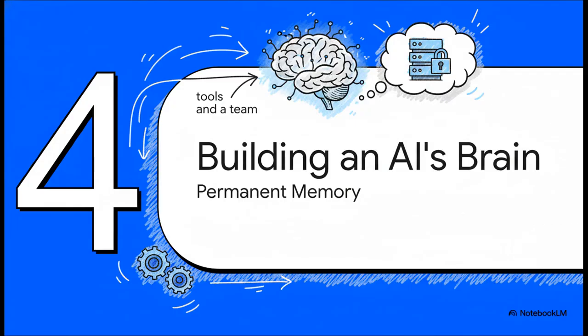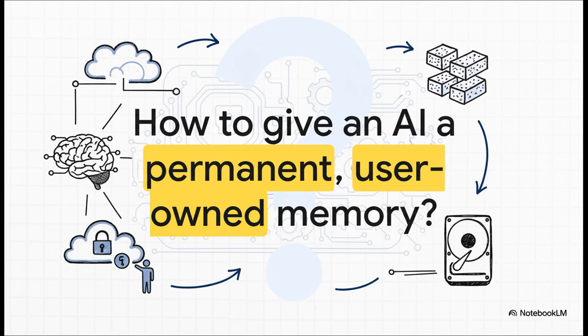Okay, so our AI has tools, and it has a team. It can act, it can collaborate, but we're still stuck with that original problem, right? The brilliant amnesia. So now it's time to add the final and maybe the most important piece of the puzzle, giving our AI a permanent brain. This leads us to a really critical question, especially for anyone who cares about productivity and actually owning their own data. How do we give our AI a memory that doesn't just disappear? And, more importantly, a memory that we control, not some giant tech company.